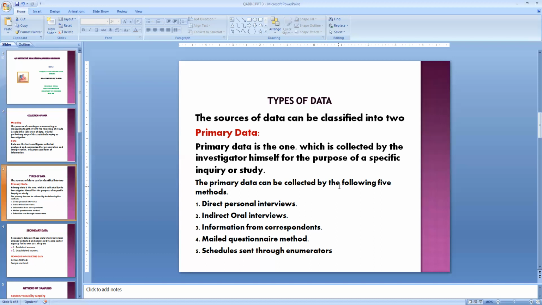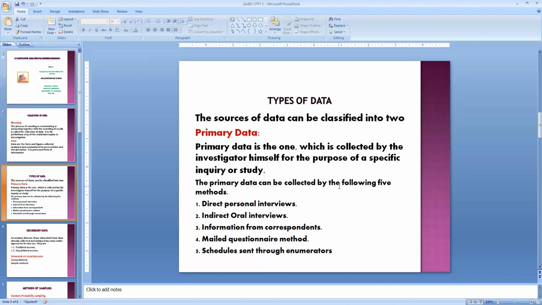And the next method of primary data is called the indirect oral interview. Here we do not have face-to-face contact. Under this method, the investigator contacts witnesses, neighbors, friends, or other parties who are capable of supplying the necessary information. This method is preferred if the required information is about the cause of a fire. For example, if a fire has broken out in a certain place, the persons living in the neighborhood and the witnesses are likely to give information on the cause of the fire.